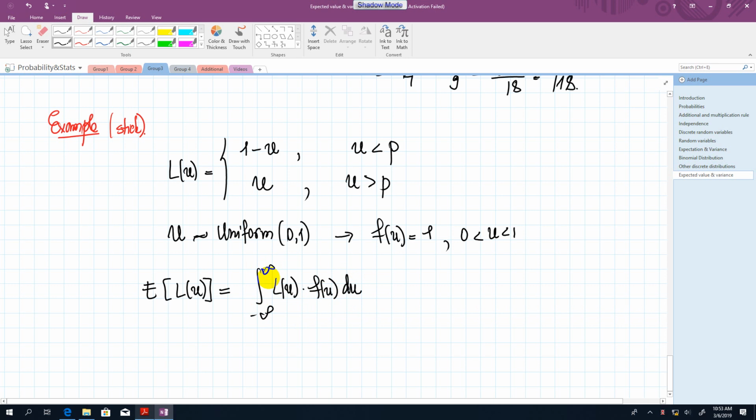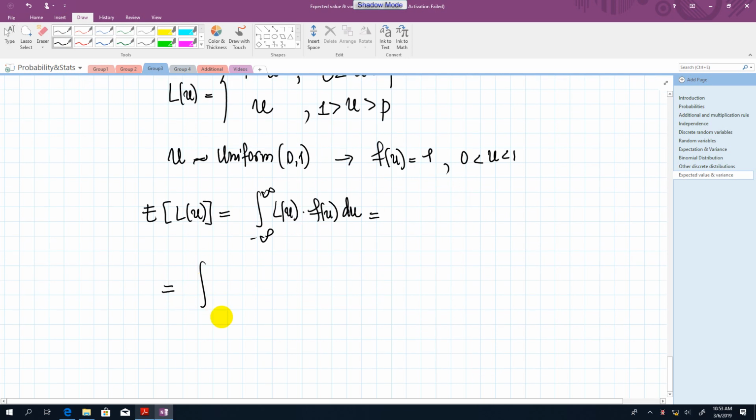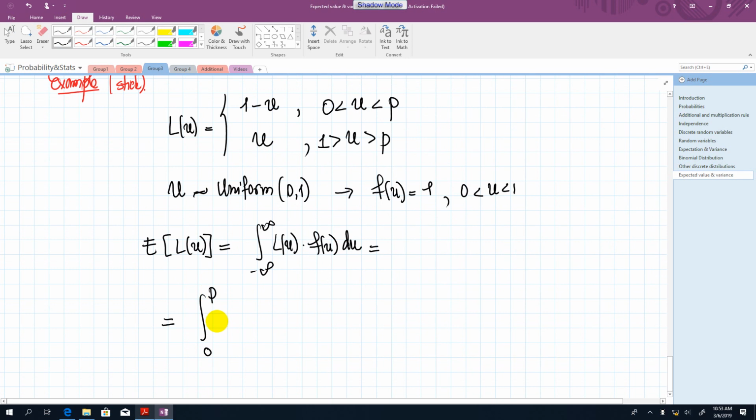Now, let me put the values here. u should be less than P but more than 0, and here u should be more than P but less than 1, in order to make the intervals. So I will split this into two intervals. From 0 to P, what is the value of L of u? 1 minus u. Multiply by the value of f of u, which is 1, multiplied by du. Plus, from P to 1, this is equal to u, du, okay?